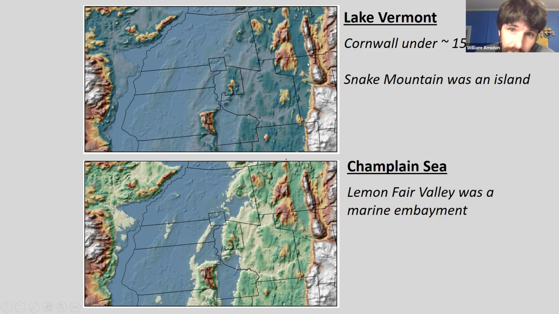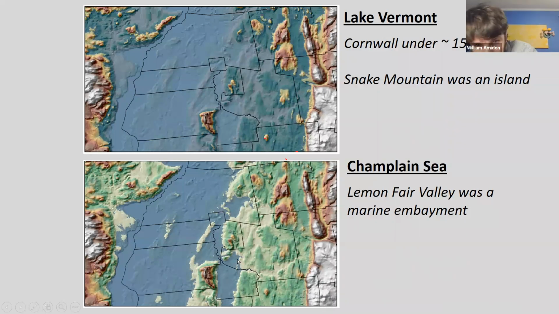In this top panel, it shows Lake Vermont. The water was pretty high. The shoreline was up by Bristol. And actually, Cornwall was just solidly underwater. We were under about 100, 150 feet of water. Then as we moved to the Champlain Sea scenario, the water level dropped a lot.